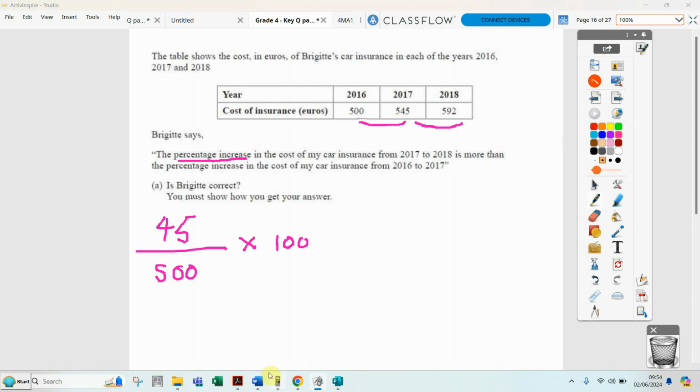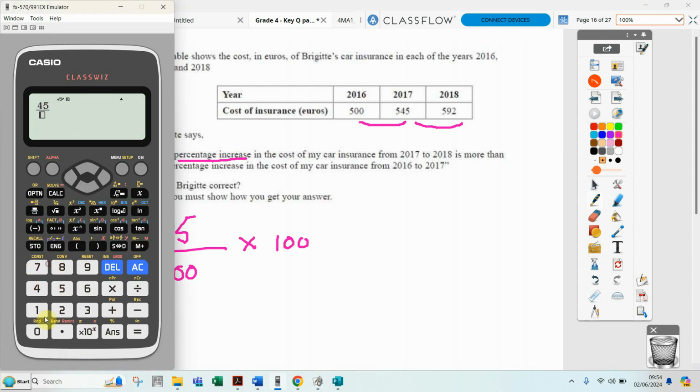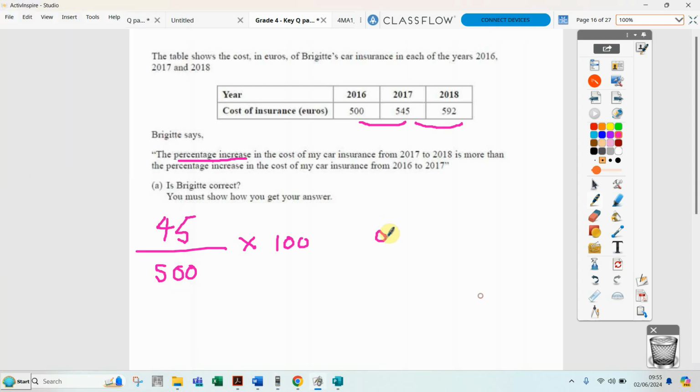Difference over original times 100. Difference, remember, means the gap between the two numbers, so 545 minus 500. Oops, a daisy. That's on the bottom. Should be 500 there. Okay, so that's 9%.